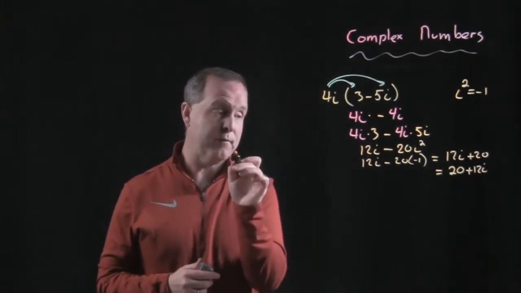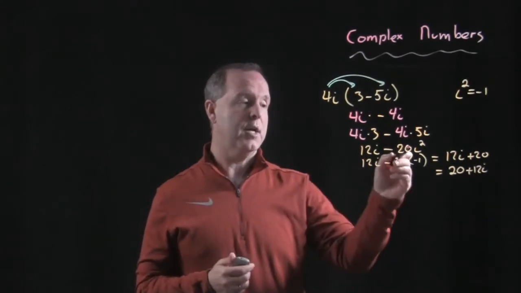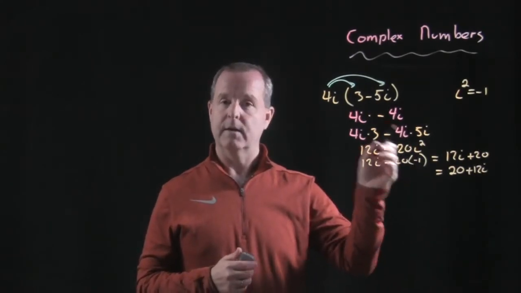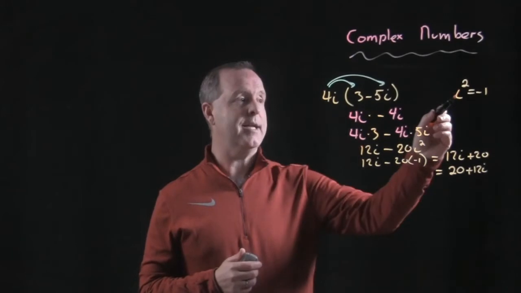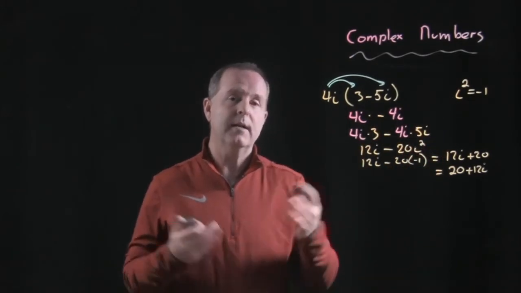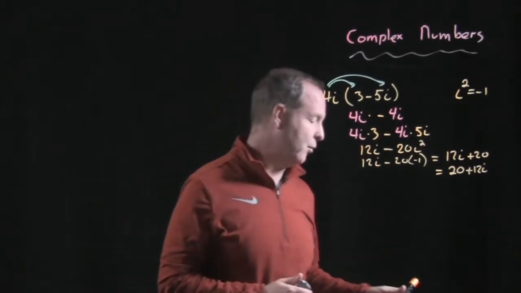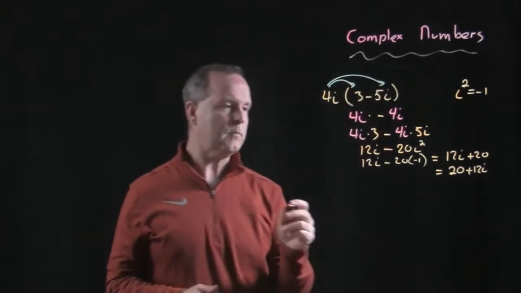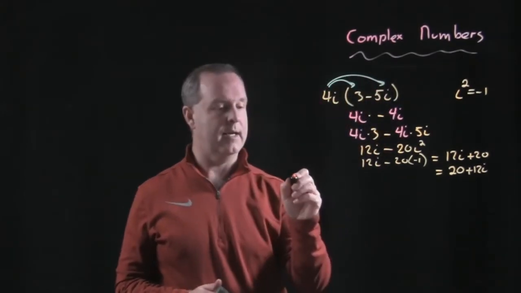So the thing to watch out for is maybe in your multiplication, you're going to get an i squared. Remember then, when that happens, the i squared is the same thing as a negative 1. So feel free, drop in that negative 1 and go from there. All right, let's look at another one.